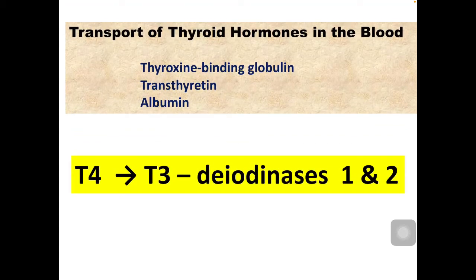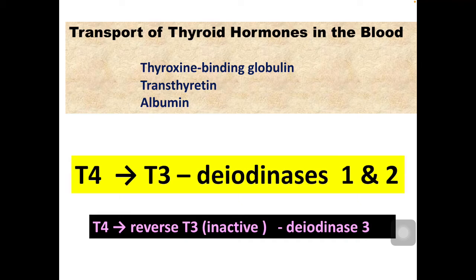So how are these hormones transported? In the blood, T3 and T4 are bound to three plasma proteins. One is the thyroxine binding globulin, also known as TBG. Second is transthyretin, and third one is albumin. And T4 is converted mainly in the peripheral target tissues to T3 by the enzyme deiodinase 1 and 2. The T3 form is the more active form, while the T4 form is the more transport form because it is stable, while T3 is a little bit unstable.